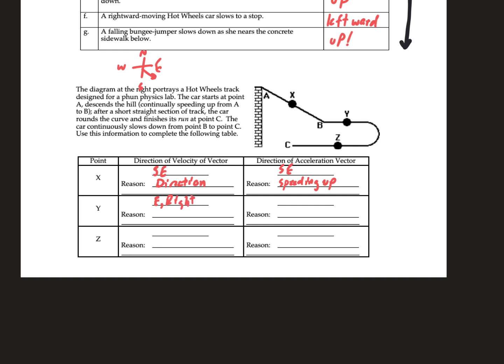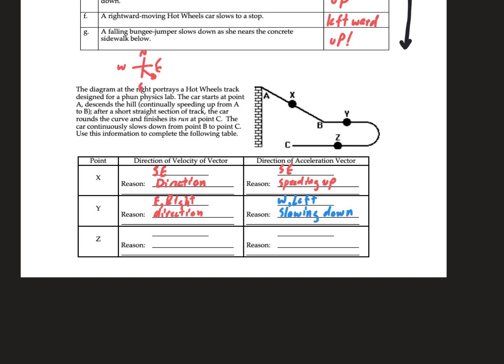And the reason is, once again, that is the direction of motion. That's the direction it's going. The acceleration vector on this one, I'm going to say it's pointing to the west or to the left of the object. And the reason is because it's slowing down, right? That part of the question told me that part is slowing down.